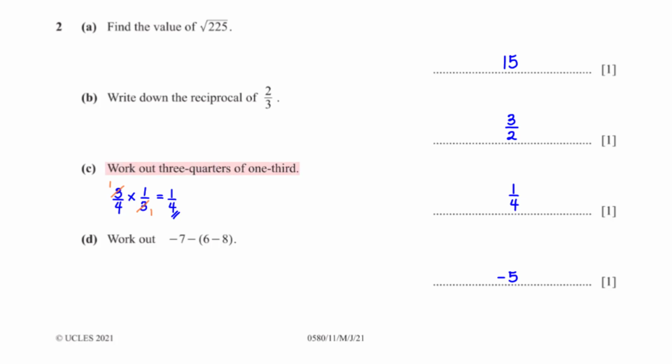Work out 3/4 of 1/3. 3/4 of 1/3 is 3 over 4 times 1 over 3, which is equal to 1 over 4. Work out -7 minus 6 minus 8. When we type this expression into the calculator, we get -5.